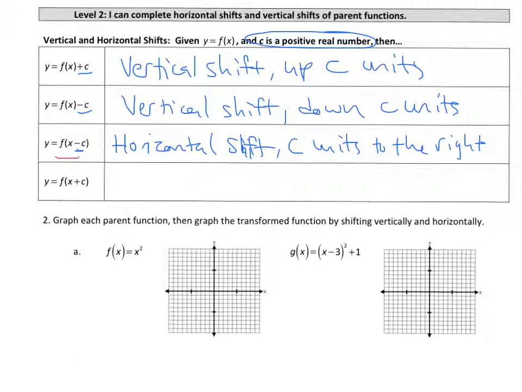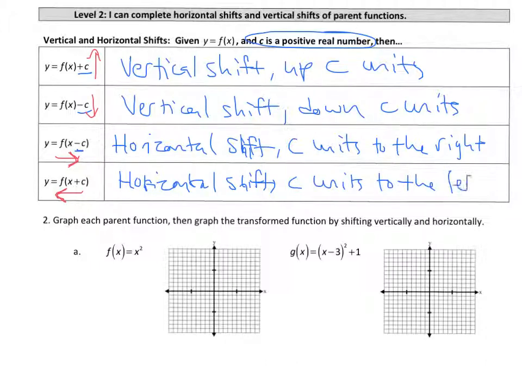So we're going in this direction. This was up, this was down. And this next one, when we add a number, we would think we'd go to the right, but you do the opposite. You go to the left. So this one's going to be a horizontal shift c units to the left.